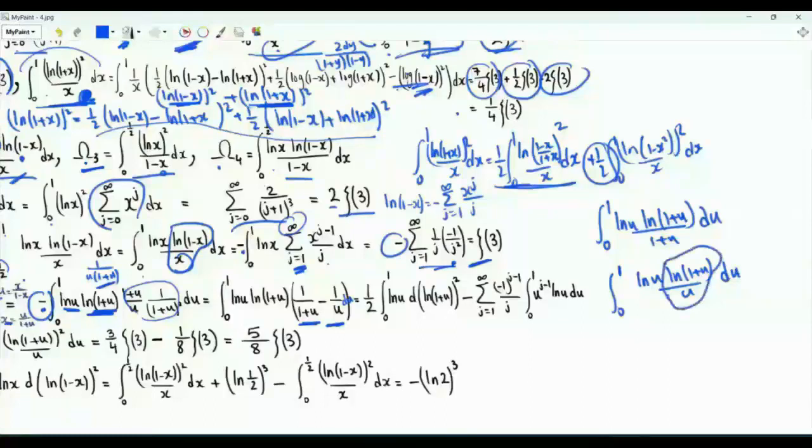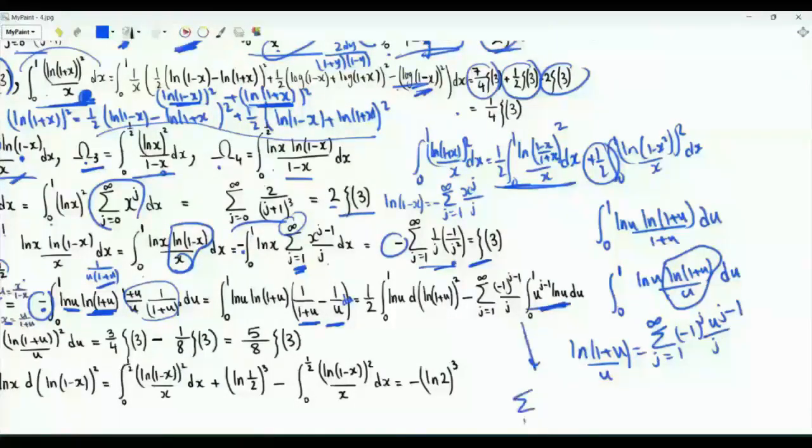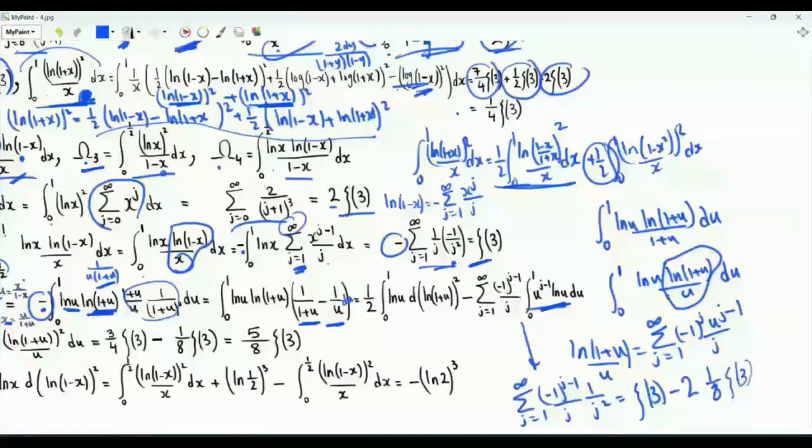For this second integral, do the expansion of ln(1 plus u) over u. Ln(1 plus u) is summation j from 1 to infinity minus 1 to the j, u to the j divided by j. If we divide by u, we have here u to the j minus 1. When we integrate, we get summation j from 1 to infinity minus 1 to the j minus 1 over j times 1 over j squared. This summation is equal to zeta of 3. We need to subtract double the sum involving the even positive integers, which is 1/8 of zeta of 3. Thus, we get 3/4 of zeta of 3.